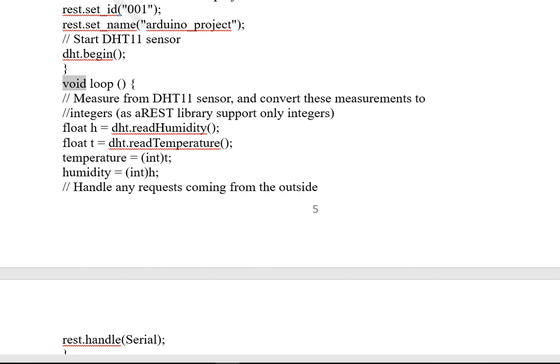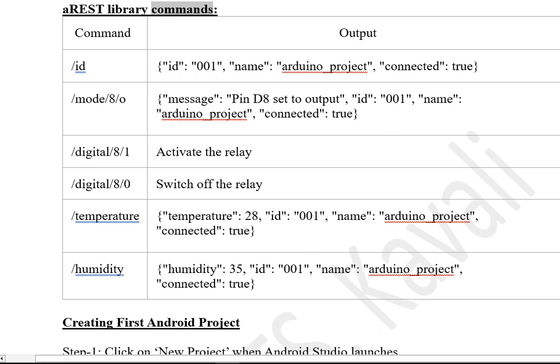dht.begin(). Void loop. Measure from the DHT11 sensor, and convert these measurements to integers, as the aREST library supports only integers. float h = dht.readHumidity(); float t = dht.readTemperature(); temperature = int(t); humidity = int(h). Handle any requests coming from the outside: rest.handle(Serial).